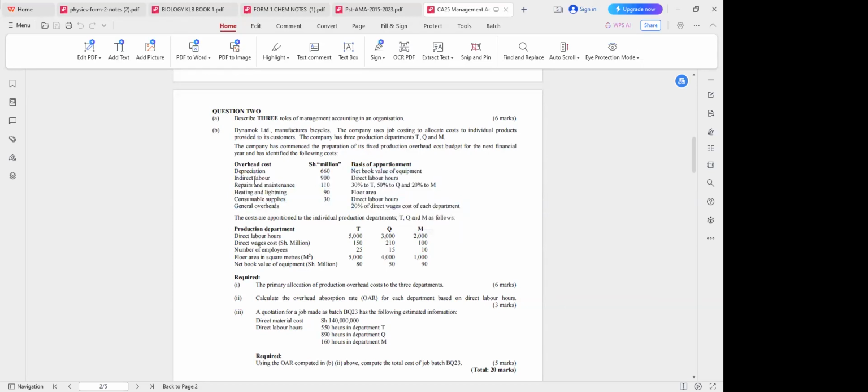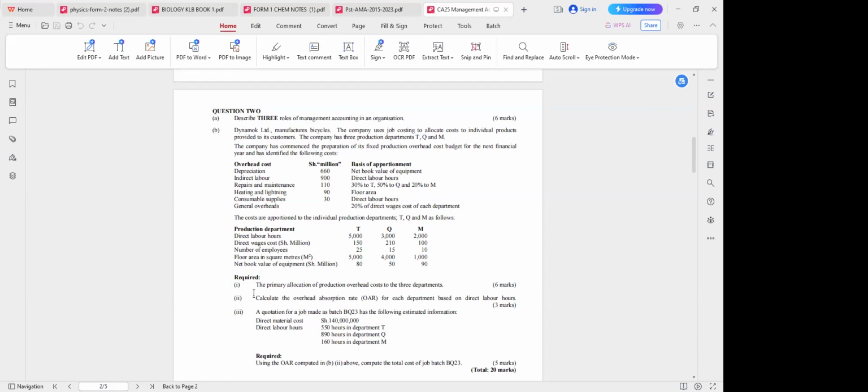You'll have to identify, if I'm dealing with depreciation of plant and machinery, what am I going to use as the allocation basis? And of course, we've been given that here. Then the costs are apportioned to the individual production departments, T, Q, and M, as follows. So we have production departments, direct labor hours, direct wages in millions, number of employees, floor area in square meters, net book value of equipment in millions.